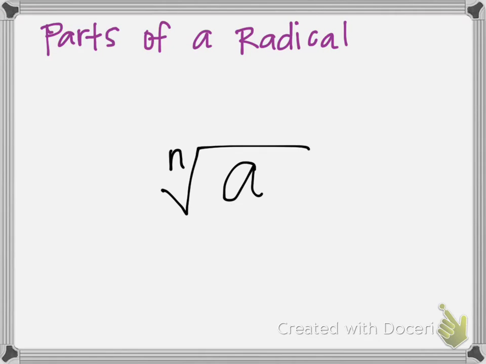So first let's talk about the parts of a radical. This n right here, and I used variables because I want you to know that it doesn't matter what number it is, any number n and any number a. So the n, what it's called is an index.